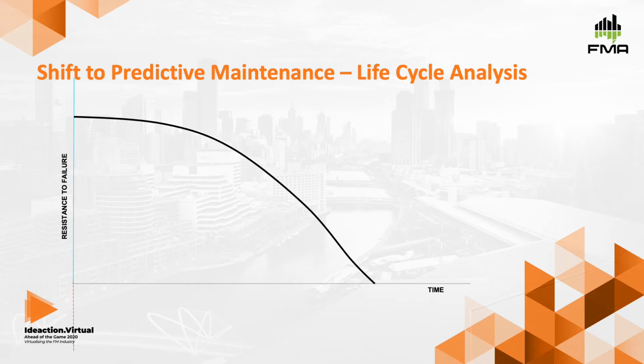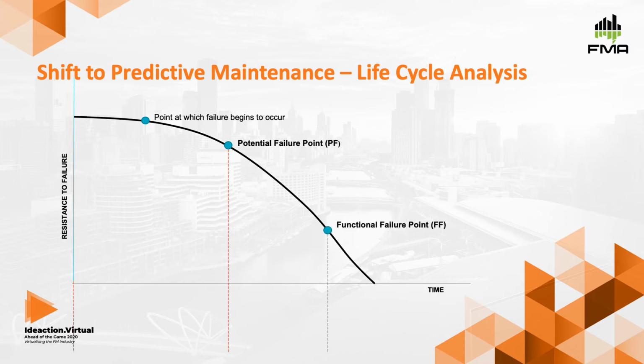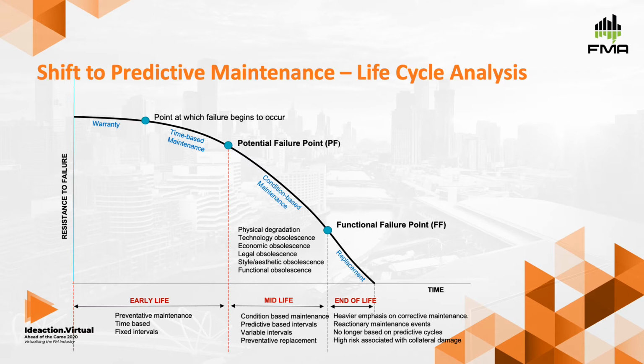This is a typical asset life curve that shows the resistance to failure dropping over time. There are three key milestones on the curve. The point at which failure begins to occur, typically at the end of warranty period. The potential failure point, where the asset starts to deteriorate. It requires condition-based maintenance and the chance of failure increases over time. The functional failure point is a time where failure becomes very likely. So the three stages can be broken into early, mid and end of life.